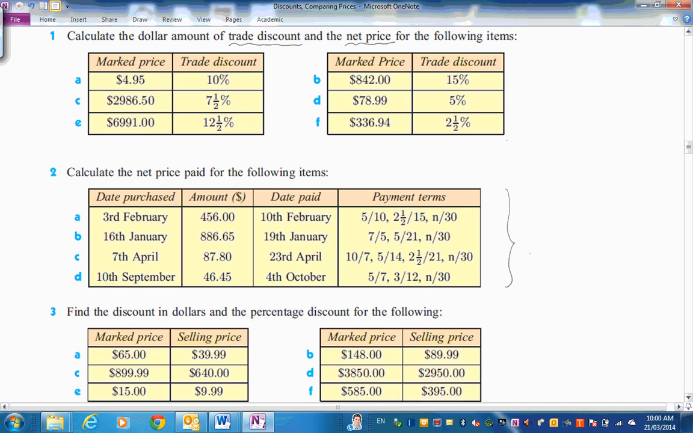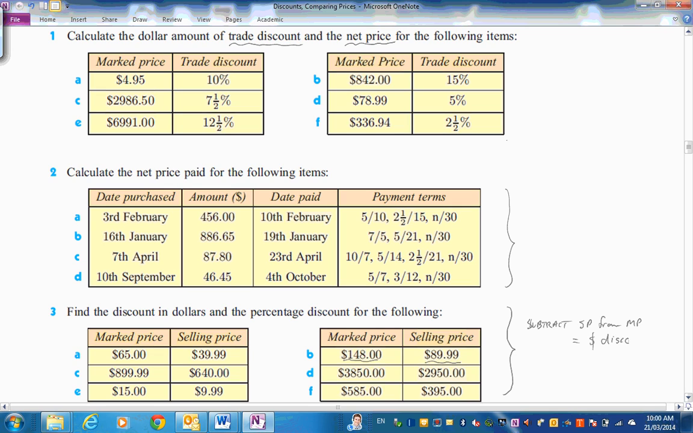All right. Find the discount in dollars and percentage discount. Oh, now this could be interesting. I might have to revise something for you here. Let's look at this one. Mark price is that selling price. So what do you have to do? I'll put the steps here: subtract selling price from the mark price. That will give you the actual dollar discount.